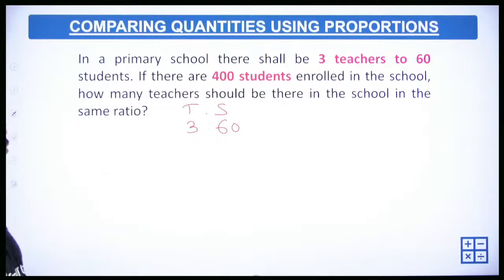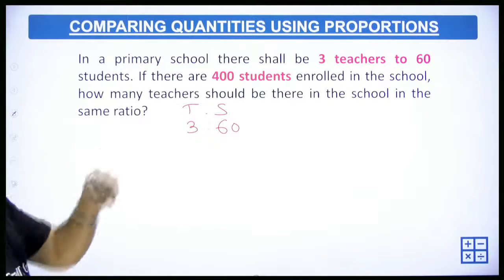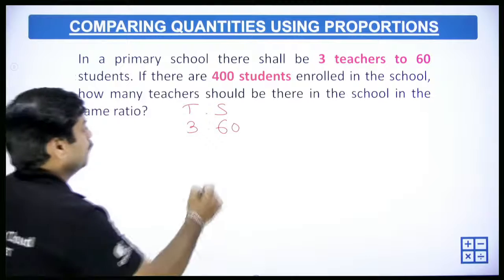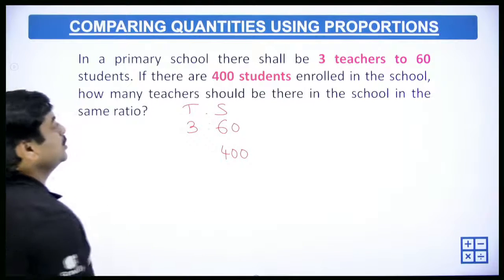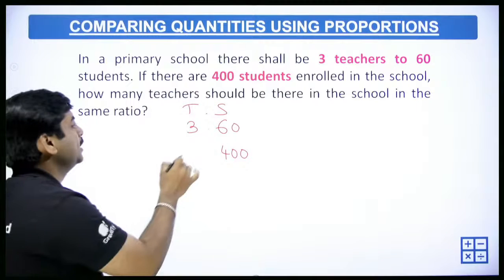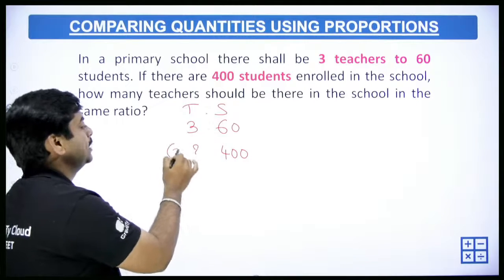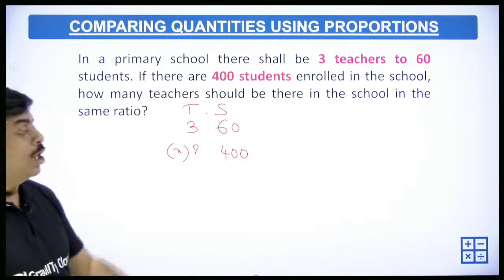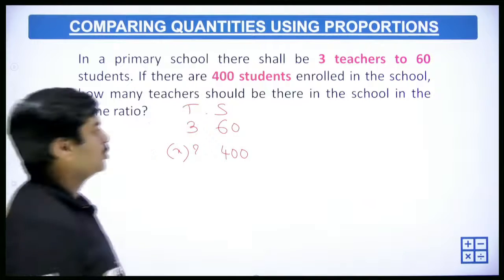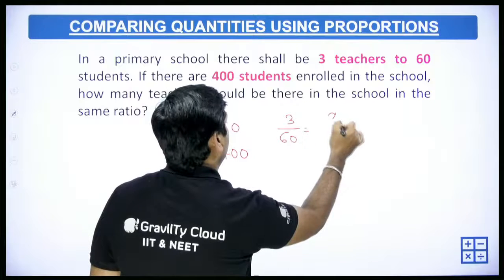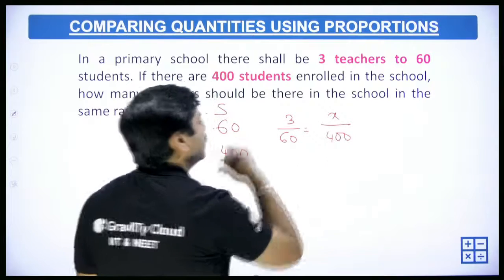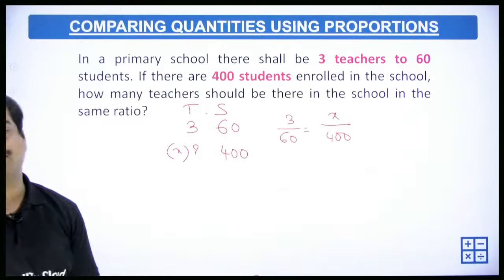If there are 400 students enrolled in the school, how many teachers should be there in the school in the same ratio? Let us take this as x. This ratio is 3/60, teacher to student. The same ratio should be followed, that is x by 400. So 3/60 is equal to x by 400, right?